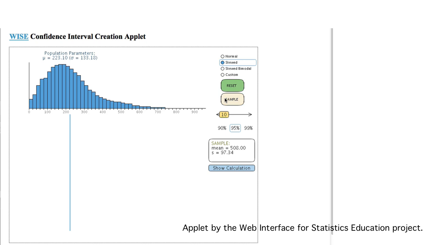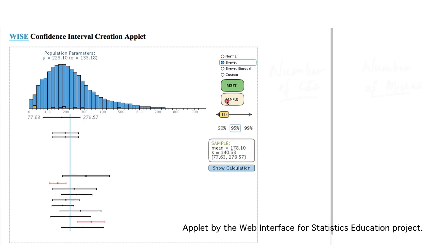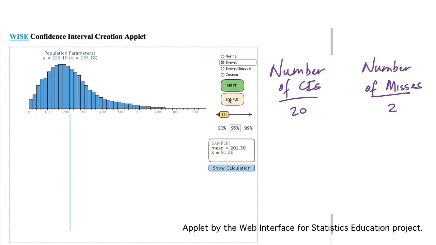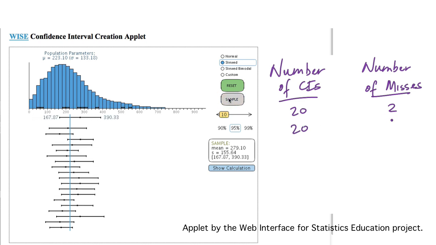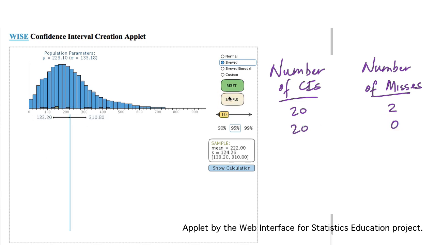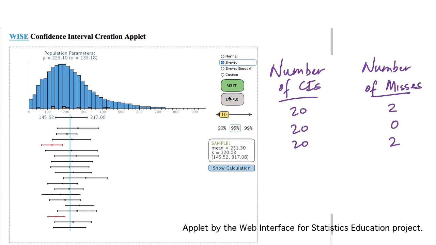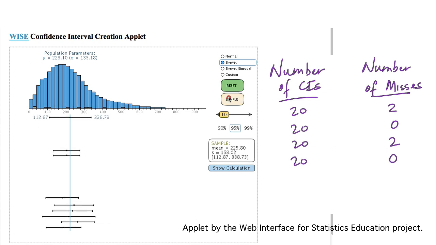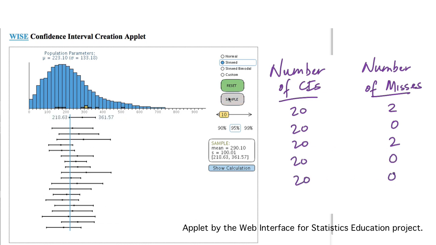Our first set of confidence intervals for our 20 samples miss the model mean twice. The second set of 20 doesn't miss the mean at all. The next set of 20 misses twice, and then we don't miss it again, and then again in our 20 confidence intervals, we don't miss the mean. So in our total of 100 confidence intervals, we've only missed the mean 4 times for 96% coverage.